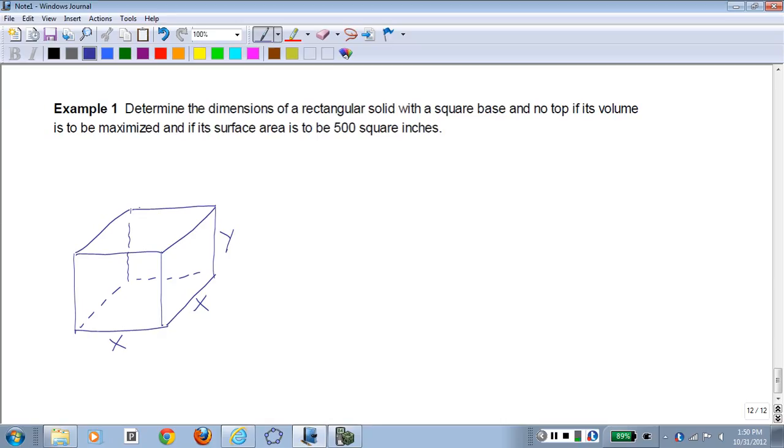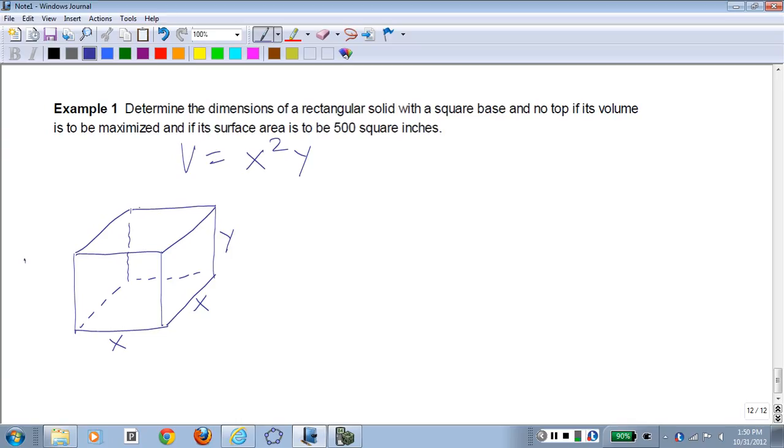Now, this is the picture. This is step 1. What we want to do is come up with our primary equation. We want to express the volume as a function of these variables that we see. Well, what's the formula for the volume of a rectangular box? Length times width times height, so in this case it's x times x times y. So V equals x squared times y, the area of the base times the height. That's our primary equation.